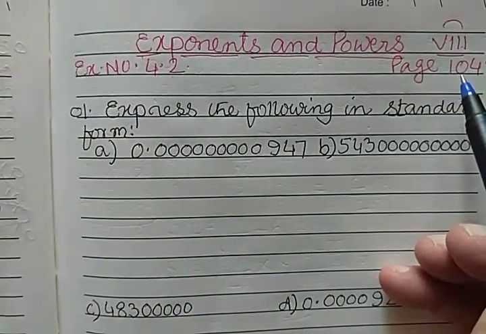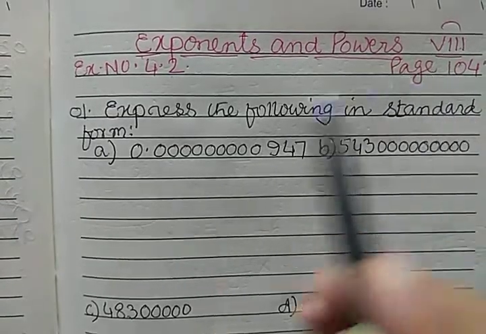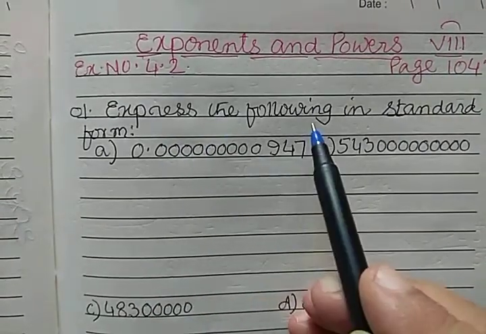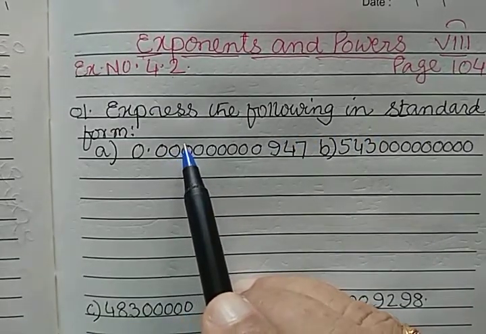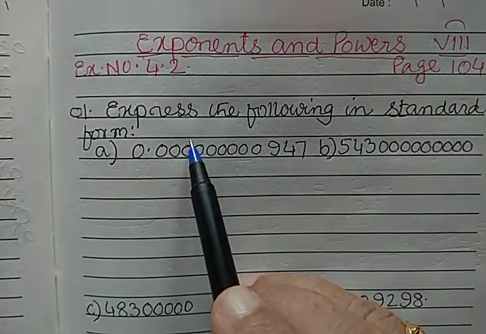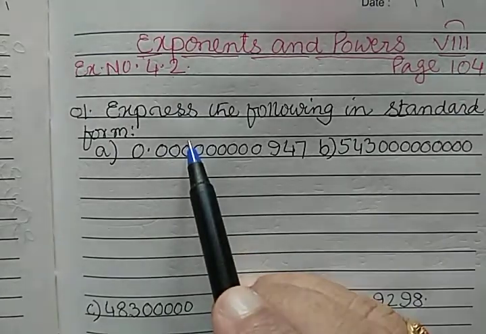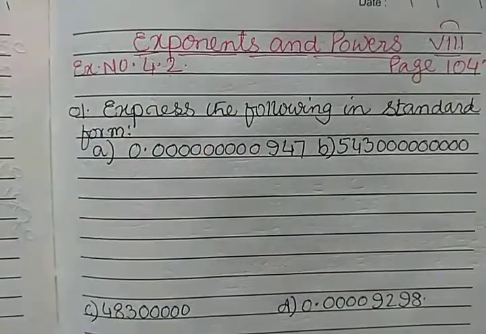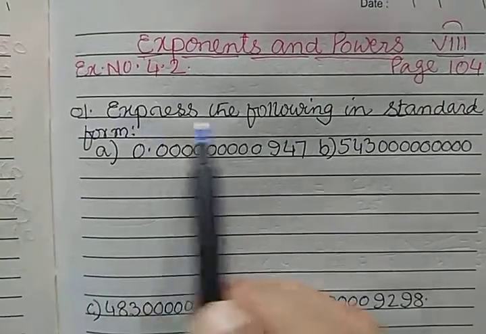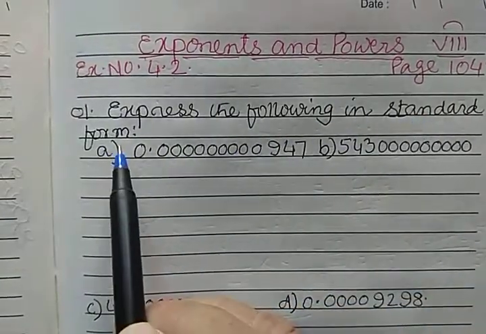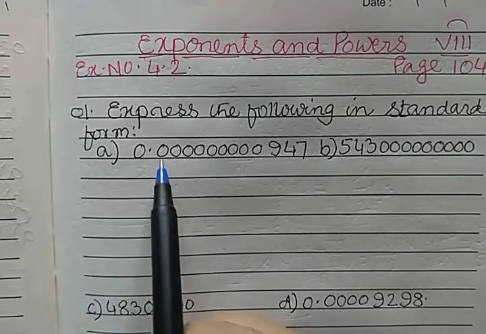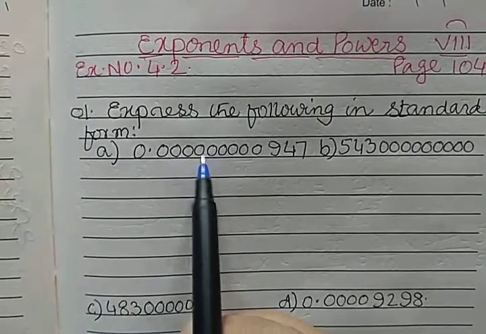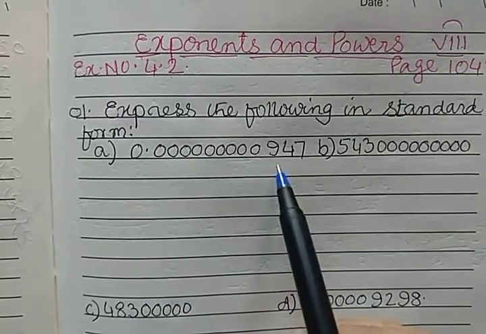So your first problem reads like this. Express the following in standard form. So this is your first sum: 0.000000947.